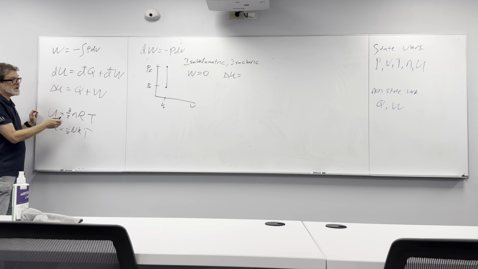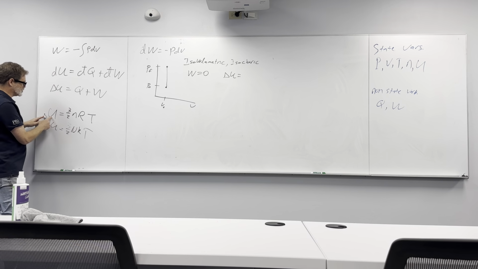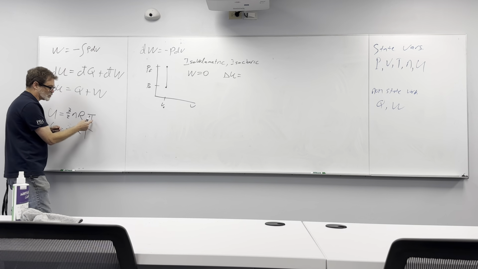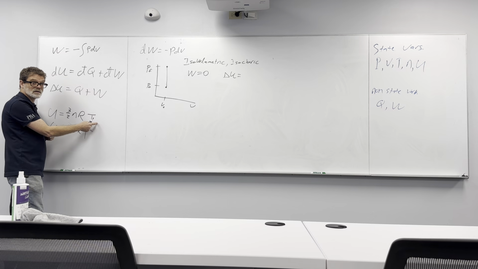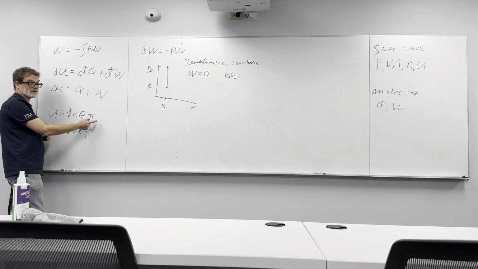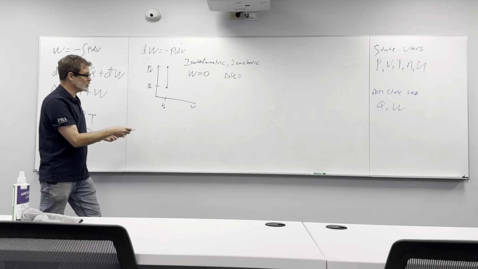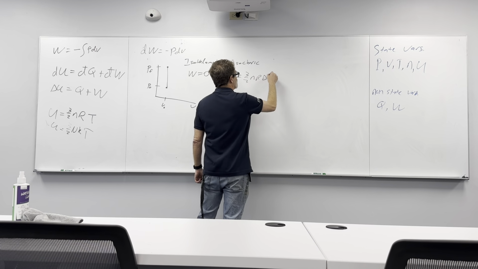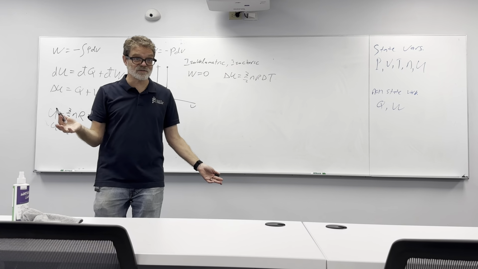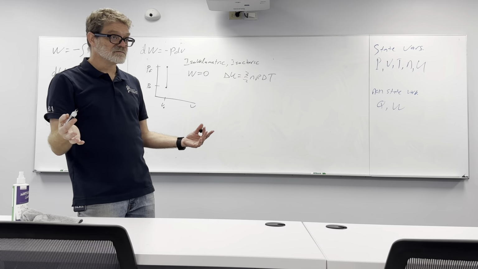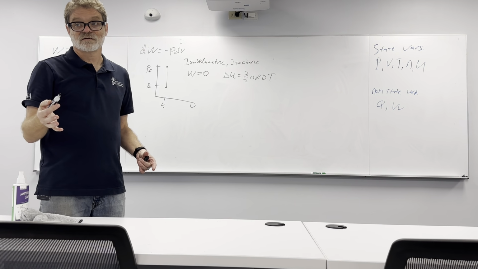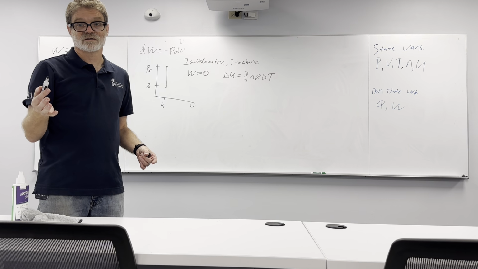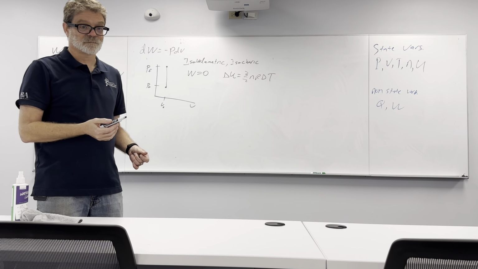So what does that mean? If I change my internal energy, that corresponds to a change in what quantity? If U is going to change, what is going to change? Temperature, right? So delta U is going to be 3/2 NR delta T. Makes sense?